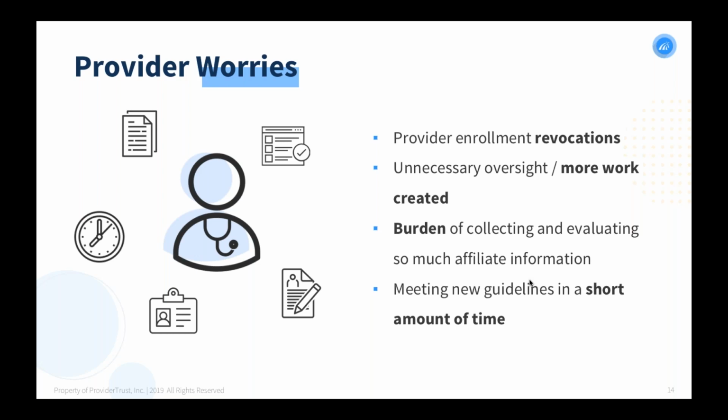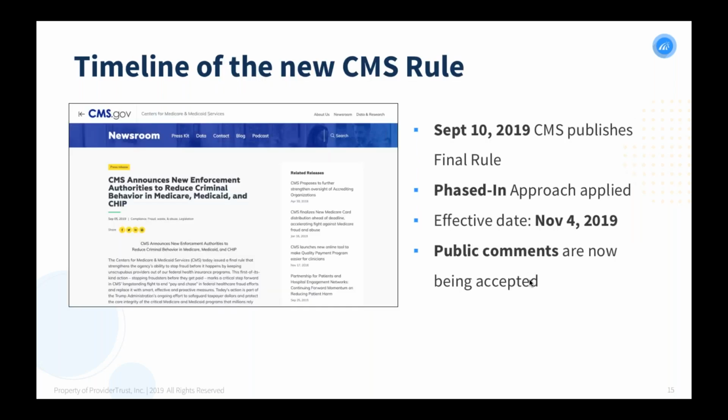And knowing that the new guideline goes into effect in November, kind of a short timeline. So let's talk about what that timeline is. The rule was published on September 10th, obviously of this year. There's a 60-day comment period. So the effective date of this rule is November 4th, 2019. Comments are being accepted right now, but they've already published the final rule and have an effective date.